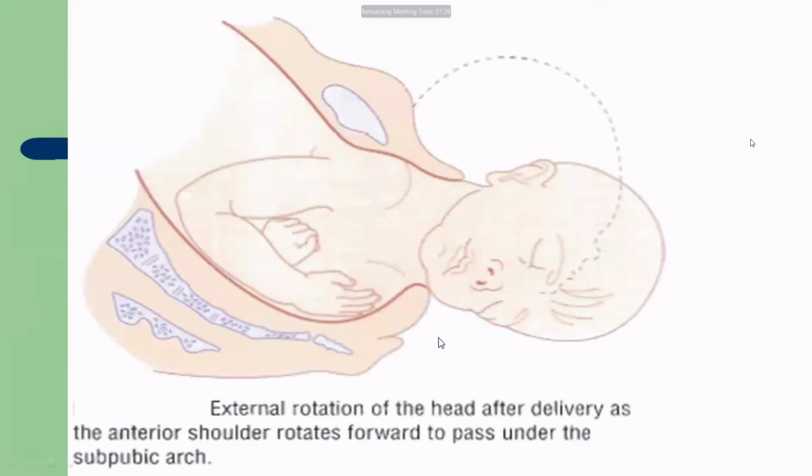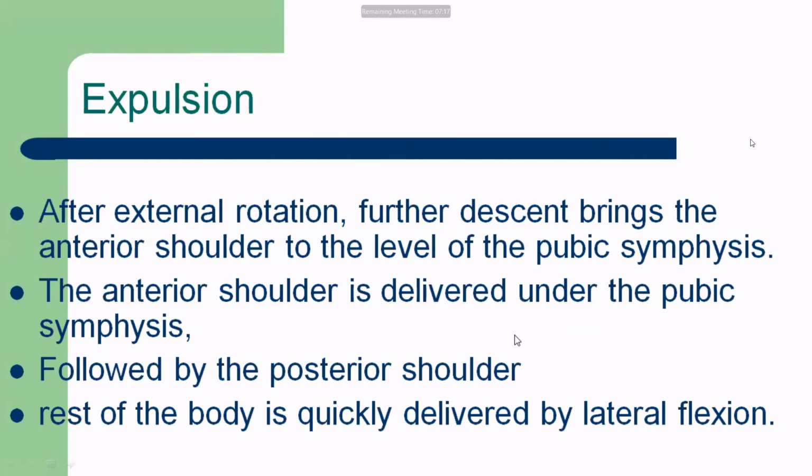So this is external rotation of the head, right? Because of this shoulder coming in the AP diameter of the maternal pelvis. This is sagittal section. Because of rotation of the shoulder, the fetal head will passively move. This is not the active movement of fetal head. Now, after external rotation, further descent brings the anterior shoulder to the level of the pubic symphysis. So anterior shoulder is delivered under the symphysis pubis, followed by posterior shoulder, and rest of the body is quickly delivered by lateral flexion.